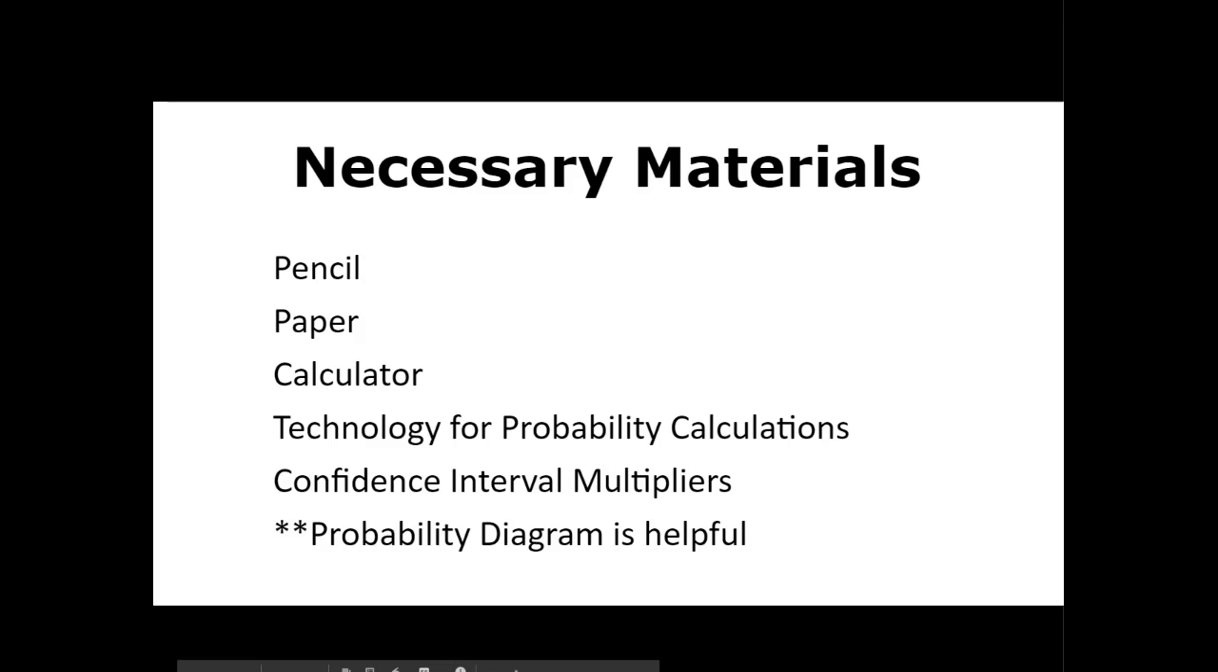So let's do a few more examples where we're putting everything together that we've learned so far. In order to be successful with this, you're going to need just paper and pencil, and a calculator. I use Google Calculator, but you can use whatever you like. You need some sort of technology to calculate probabilities. I'm going to be using StatCrunch. And you need the multipliers for the different confidence level intervals, and there is a copy of that in the description box below. Also, if you have a probability diagram, that's helpful. Again, there's another document linked in the description box below that does have the probability diagram.